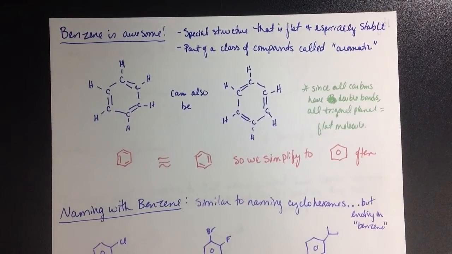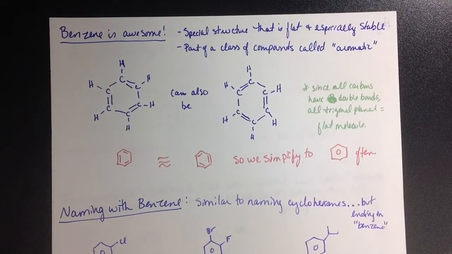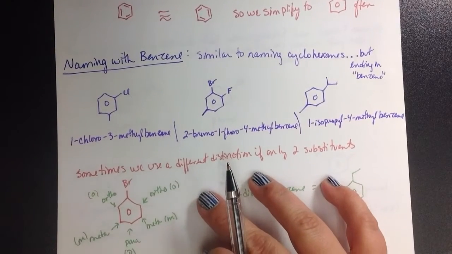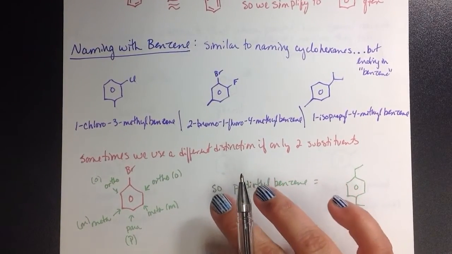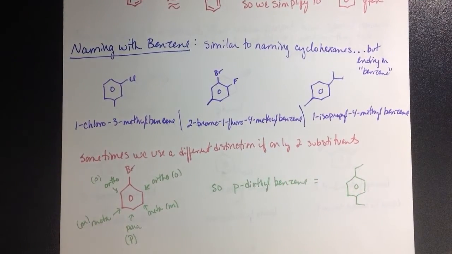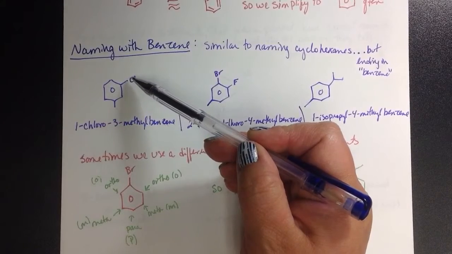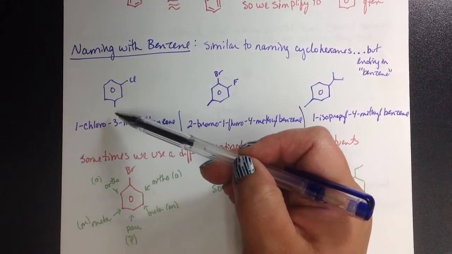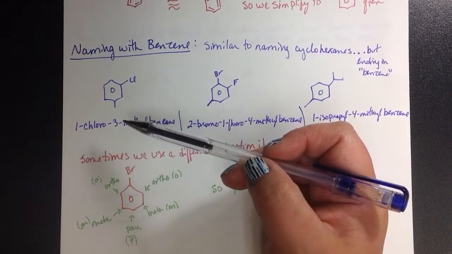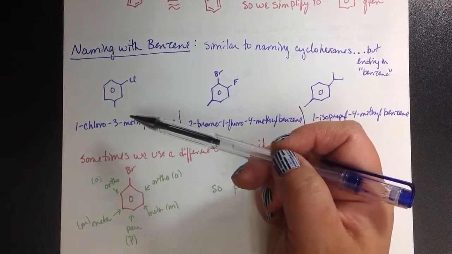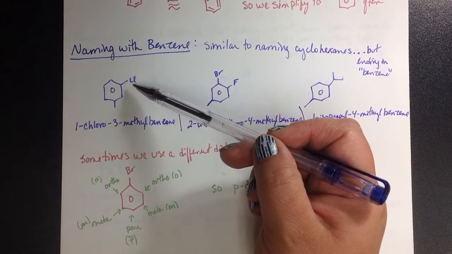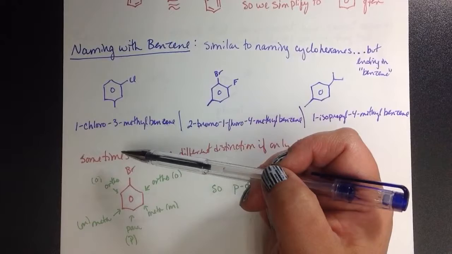So for now, what we need to know is how to name this stuff. It's really quite similar to naming cyclohexenes. It's just that the name at the end is benzene. So in this case, we've got 2 substituents. We've got a chloro group and we've got a methyl group. You're going to number it and put it in order, just like we did before. So this becomes 1-chloro-3-methylbenzene.